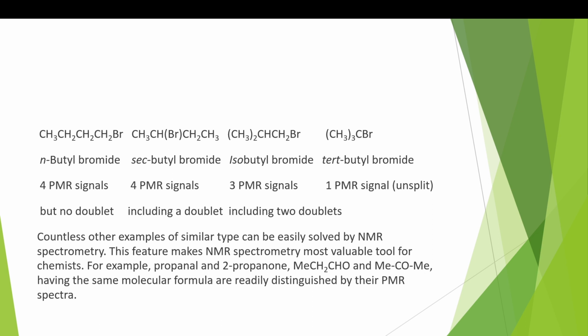Examples are illustrated here. Butyl bromide: 4 signals, no doublet. Secondary butyl bromide: also 4 signals, 1 doublet. Tertiary butyl bromide: 1 signal, no split. Isobutyl bromide: 3 signals, 2 doublets. So in this way, we can use NMR spectroscopy to derive the structure.